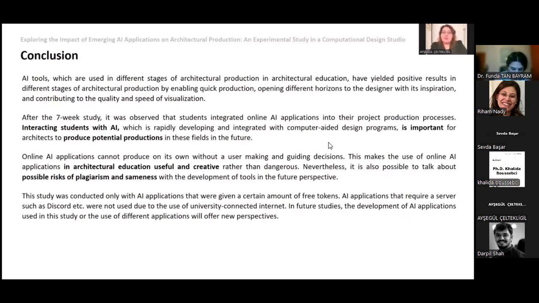Nevertheless, it is also possible to talk about a possible risk of plagiarism and sameness with the development of tools in the future. This study was conducted only with AI applications that give a certain amount of free tokens. AI applications that require subscriptions, such as Discord, were not used due to the use of university-connected internet.